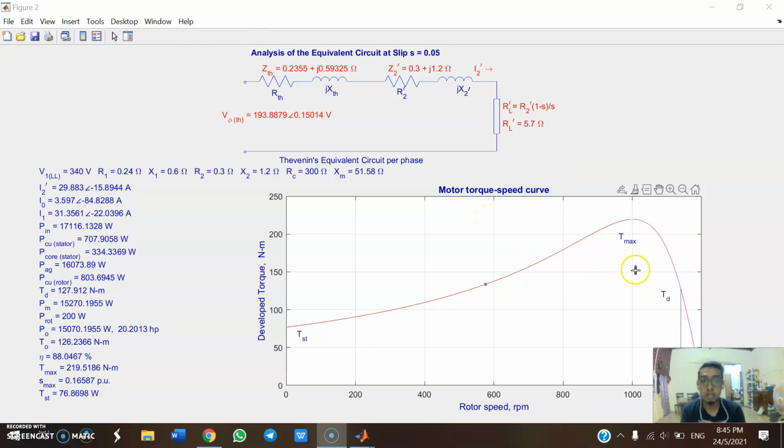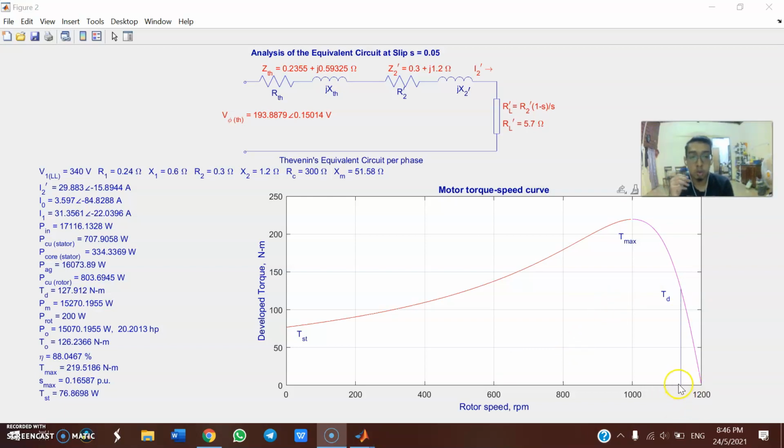From this figure 2, you can know the value of starting torque, pull out torque, and also the full load torque. From this graph, you also can know the value of synchronous speed, which is this one. Okay, from the circuit, we are given the values of ZTH, Z2 prime, RL prime, RL, and also VTH.